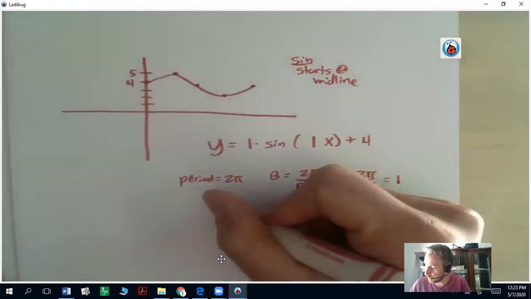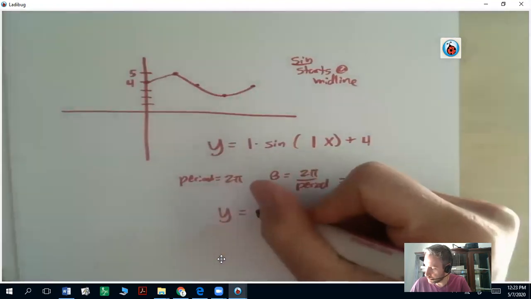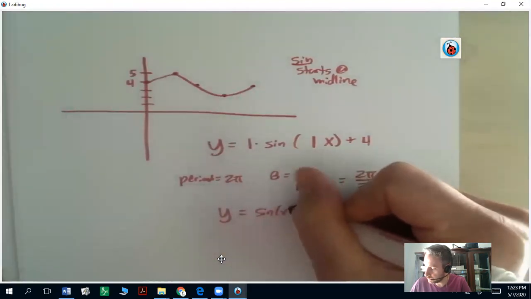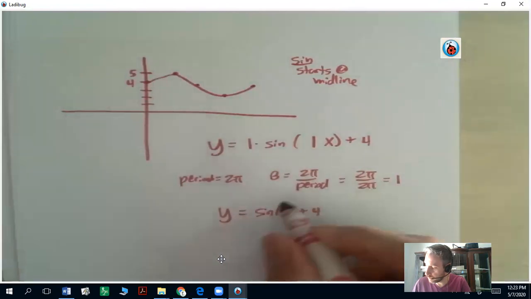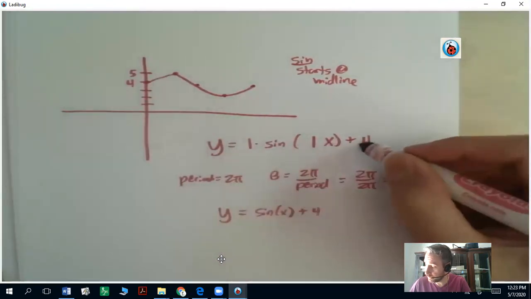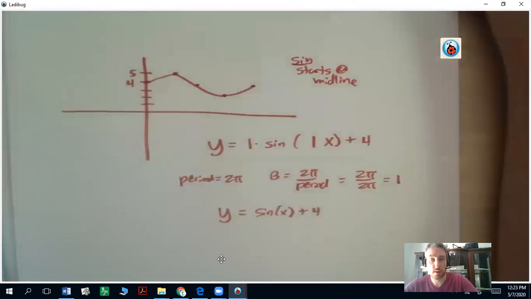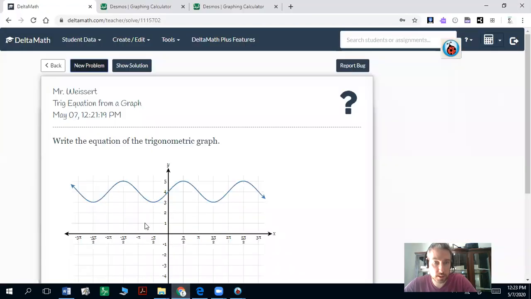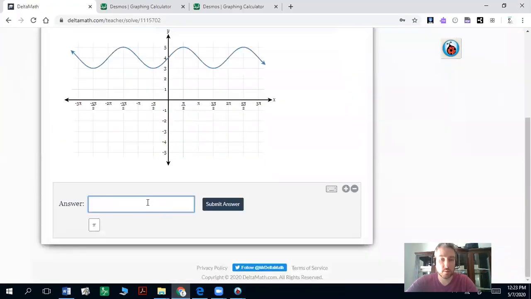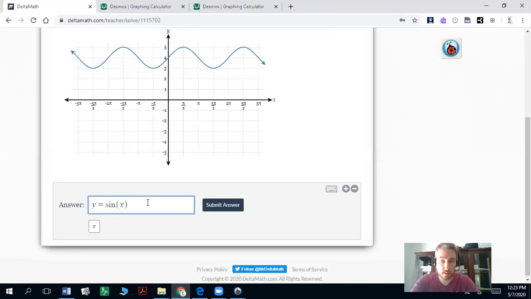Now if you're typing this up without the 1s, you would just write sine x plus 4. You don't really need the 1s if they're here. You do need it if it's there, but not here. So let's put that in. Sine x, y equals. Always put your y equals on these. Sine x plus 4.